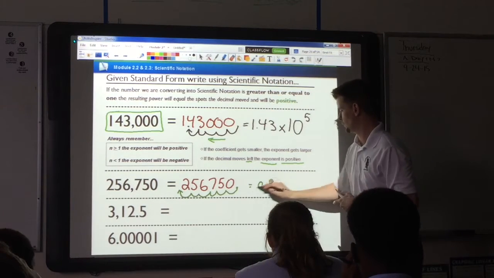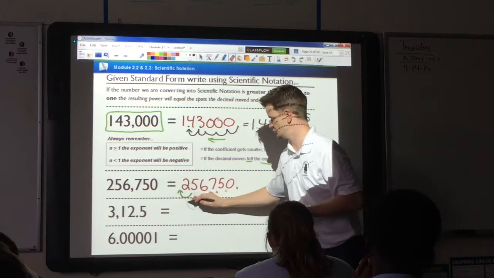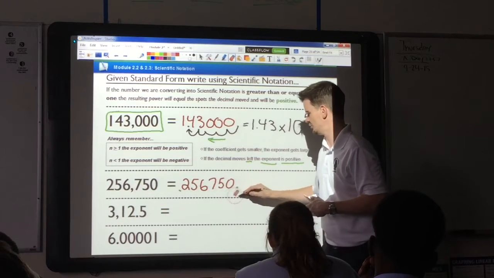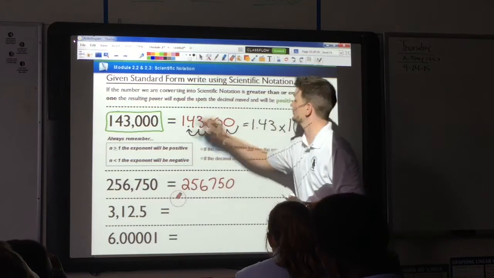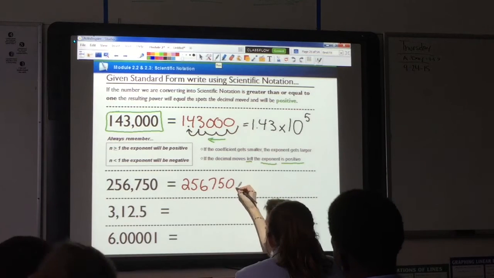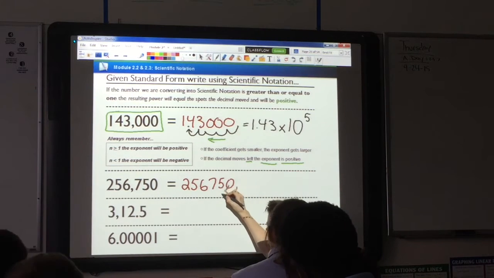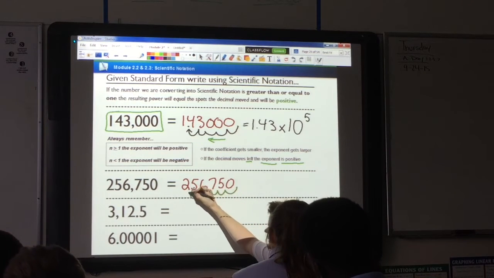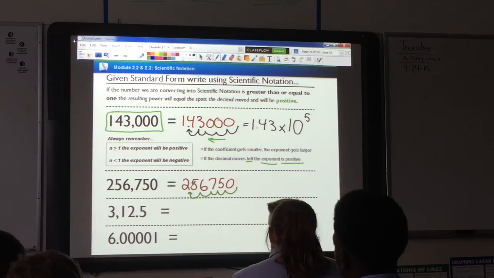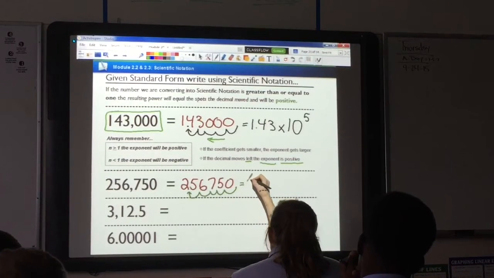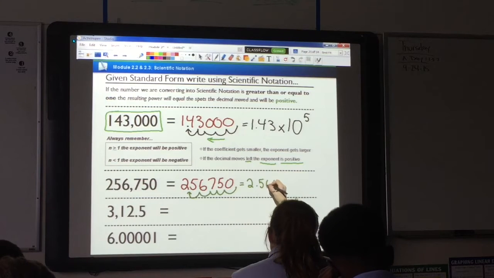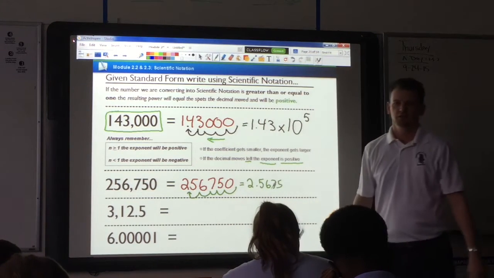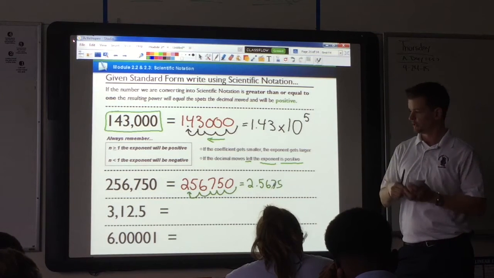Let's get rid of all that. Okay. So let's start again. We're going to start here. 1, 2, 3, 4, and 5. We drop the decimal right there. We write out our coefficient. 2.5675. That last zero falls off. We don't need it. And then, Nicole, you're supposed to write it by 10 to the left.